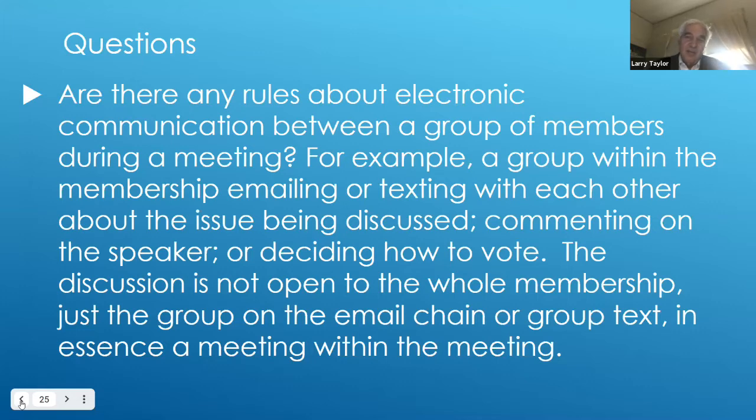So that's another way of altering the order of business. But yeah, it just requires a 2/3 vote or, of course, unanimous consent to change the agenda.